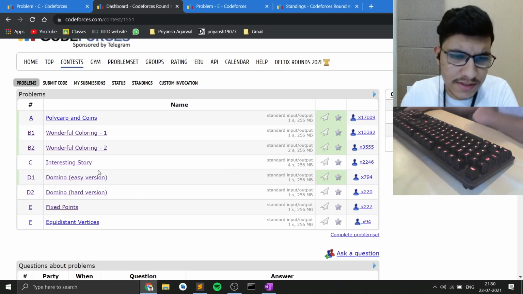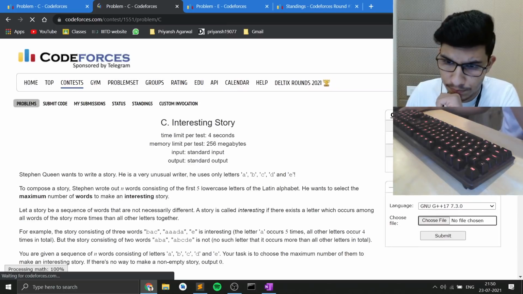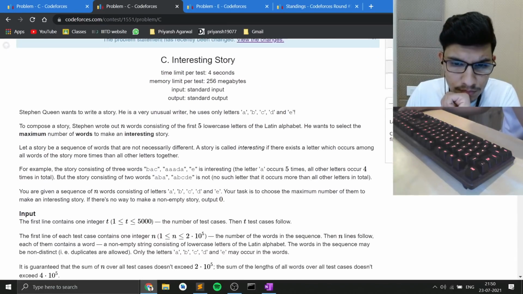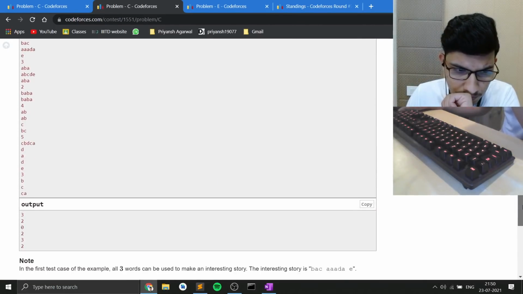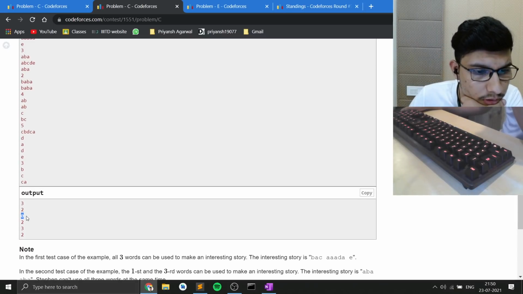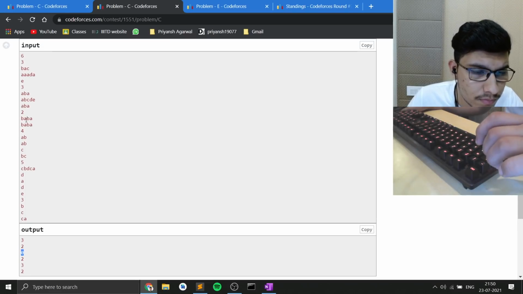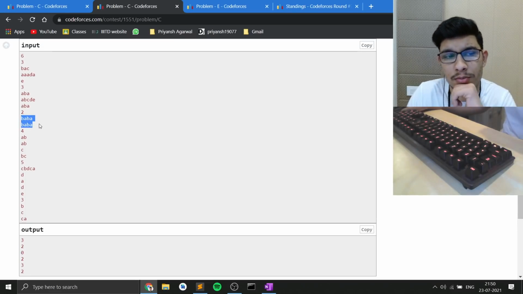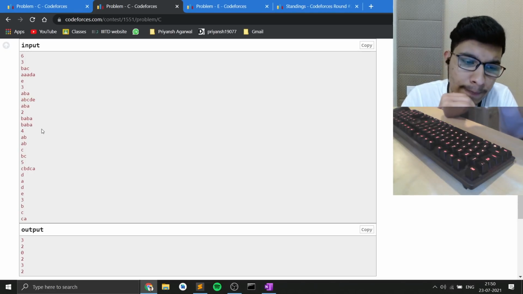Okay, let's look at C till then. Maybe we can find out a solution to C. So we're getting 0 for which case? For the third one. Okay, so this will be 0 because you cannot pick one of them, neither can you pick both of these.